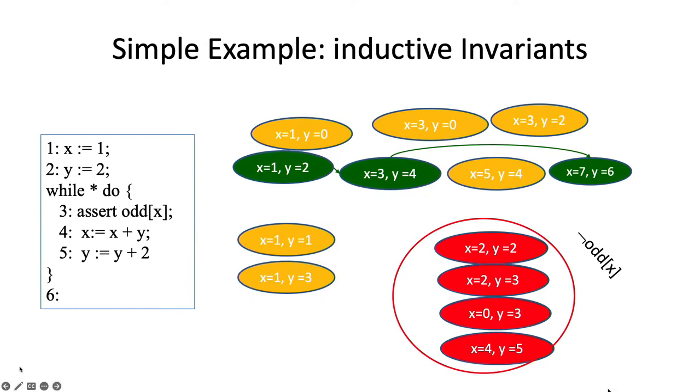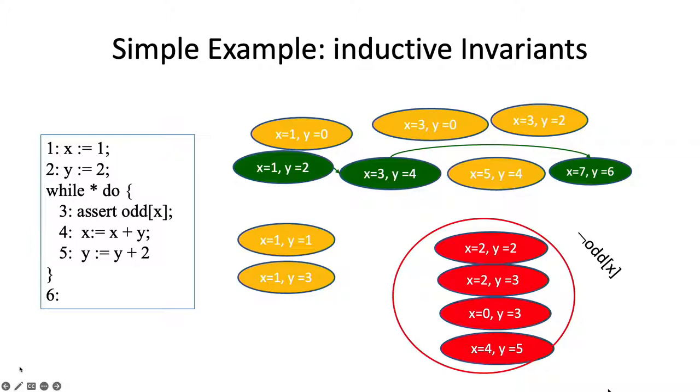So again, let's talk of a very, very simple program. You have this program here. And you see that there is a property that you start with x is 1 and y is 2. Every time, x is incremented and y is also incremented. And you want to prove that x is odd. Is it the case that x is odd? What do you guys think?